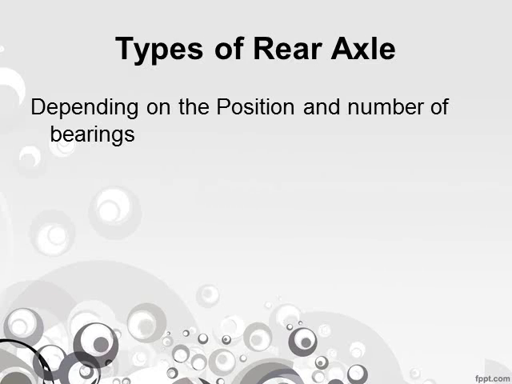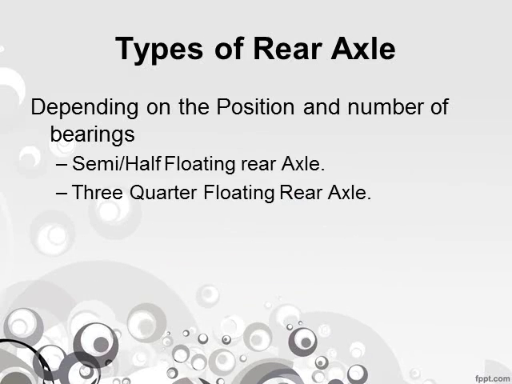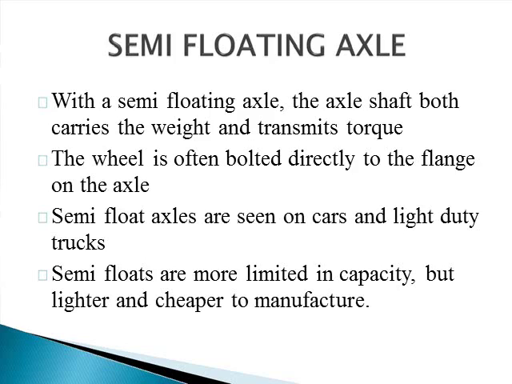Types of rear axle. Also, the name is rear axle supporting system. Depending on the position and number of bearings, they are classified into semi or half floating rear axle, three-quarter floating rear axle, and fully floating axle. Coming to the first one, semi-floating type. Name itself semi-floating.